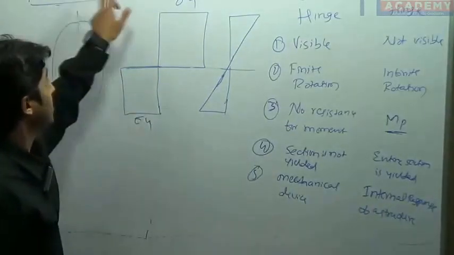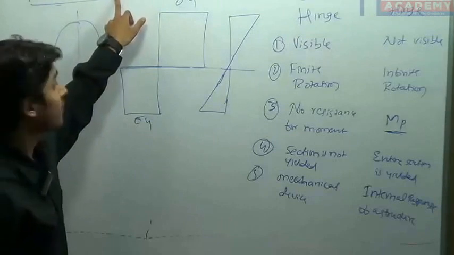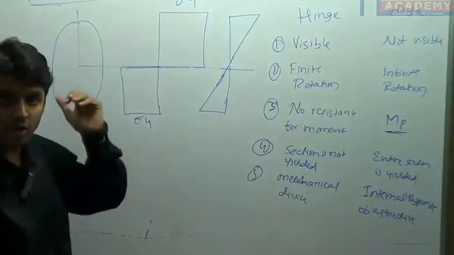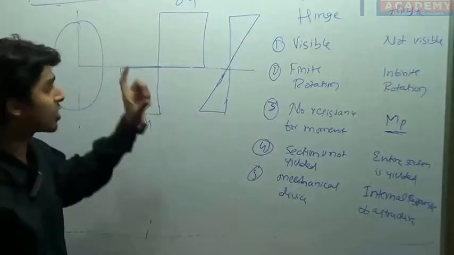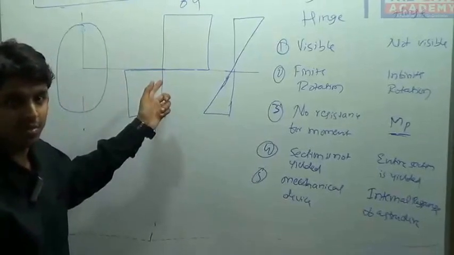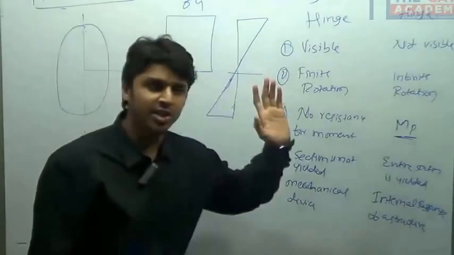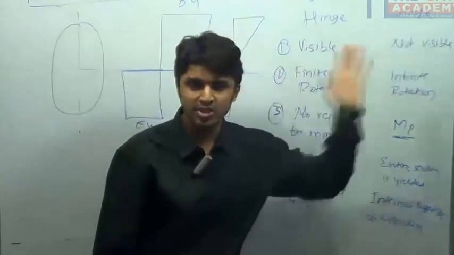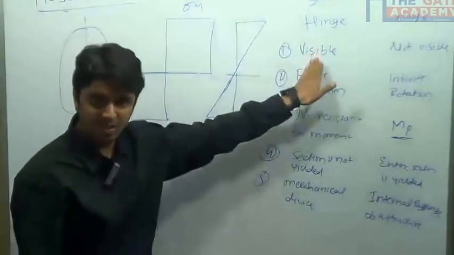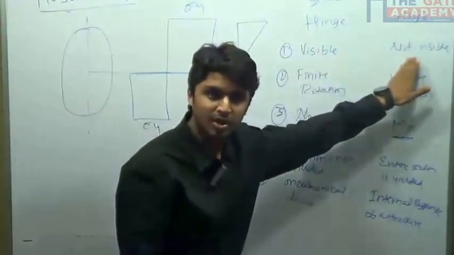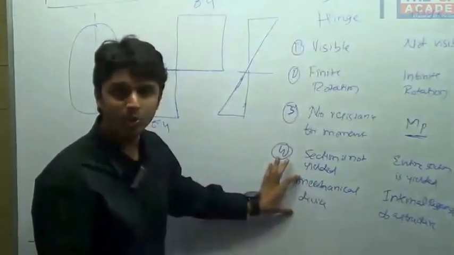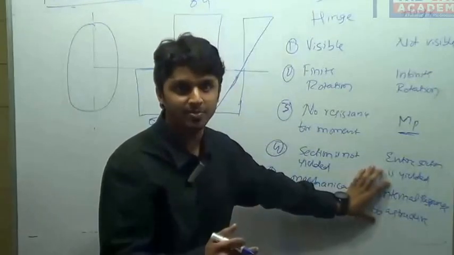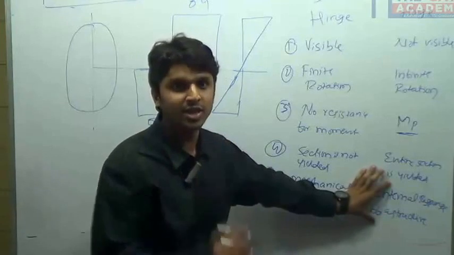So the plastic hinge is nothing but this: if all the fibers of a cross section reach the yield stress, then such a section will undergo infinite rotation, and such a cross section is called a plastic hinge. So there are two types of hinges: one is the structural hinge, which you provide in the structure, and one is the plastic hinge. The structural hinge is visible to us, whereas the plastic hinge is not visible, because the structural hinge is a mechanical device provided in the structure, whereas the plastic hinge is the internal response of a structure against the loading.